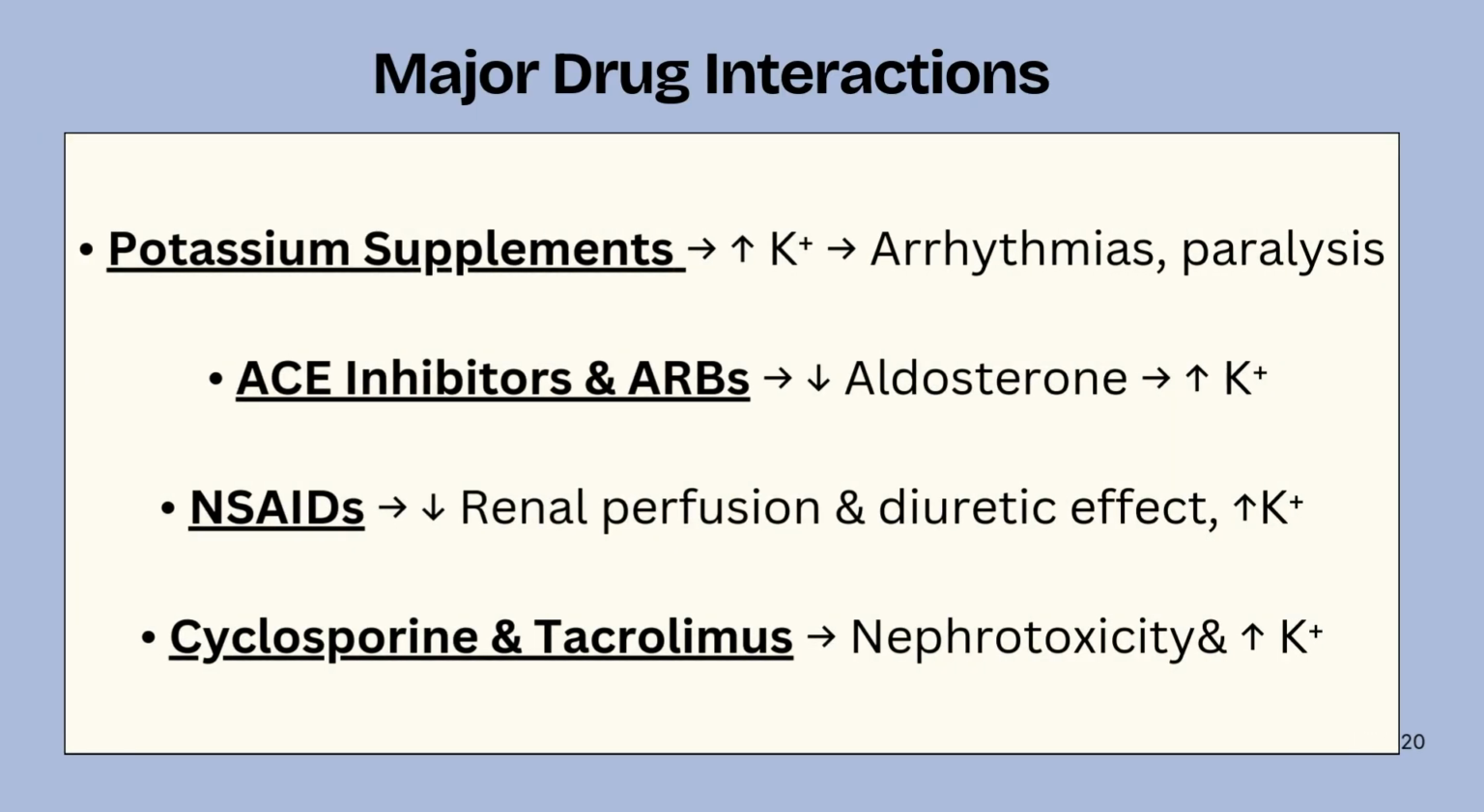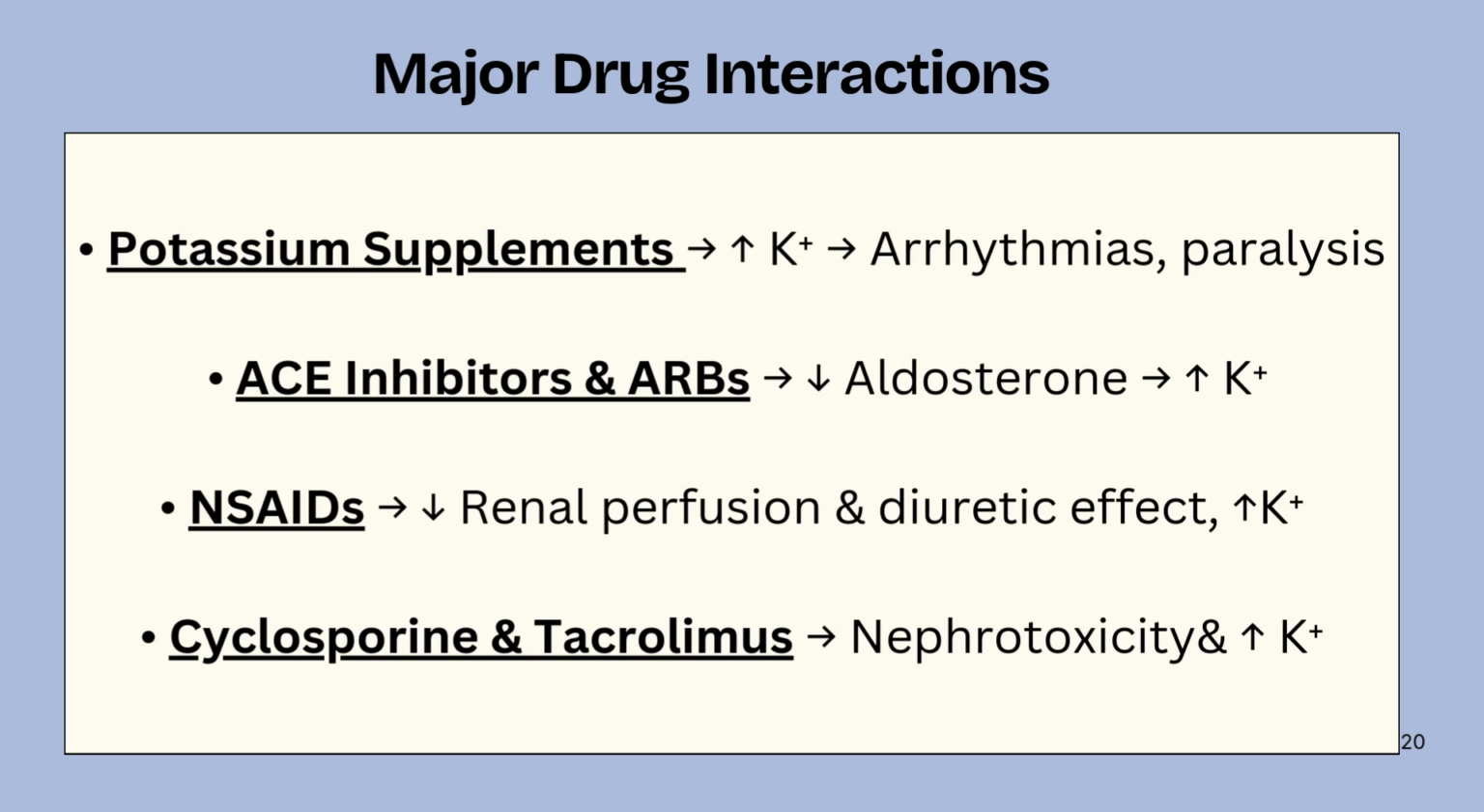Major drug interactions. Number 1. Potassium supplements and potassium-sparing drugs. The drugs are potassium chloride, spironolactone, eplerenone, amiloride. How they interact: increased potassium retention raises the risk of hyperkalemia, leading to cardiac arrhythmias, muscle weakness, and paralysis. How to manage: avoid combining these drugs or monitor potassium levels closely.